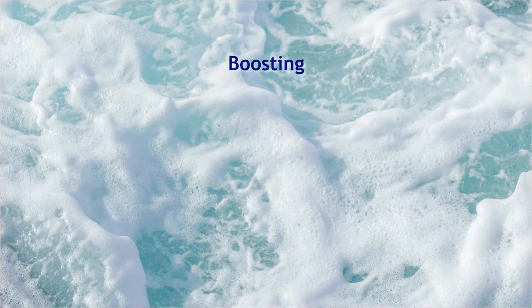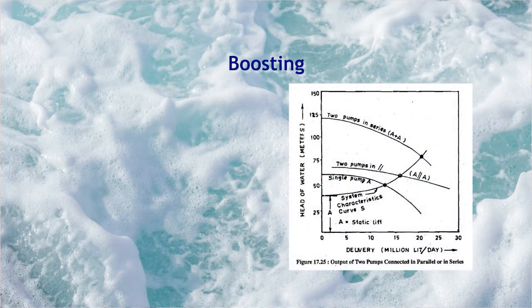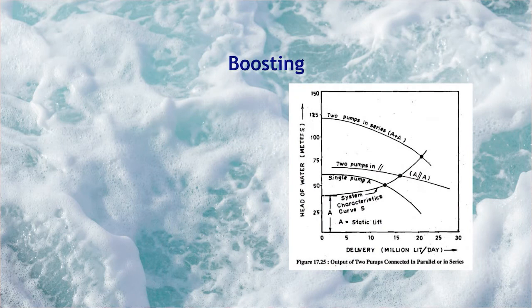Figure 17.25 in the notes helps us in determining the advantages offered by series and parallel configuration of pumps as compared to the operation of a single pump. A system characteristic curve S is also provided in this graph. This graph is drawn between water head measured in meters and delivery in MLD or million liters per day.